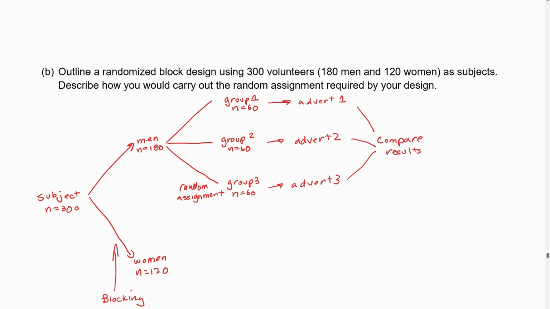And then what happens amongst the women? Again, we break down into three groups using random assignment. Into group one, and that will be a third of 120. So there's going to be 40 in that group. Into group two, where there's 40 in that group. And group three, where there's 40 in that group. And then each of these sees the different advertisements.